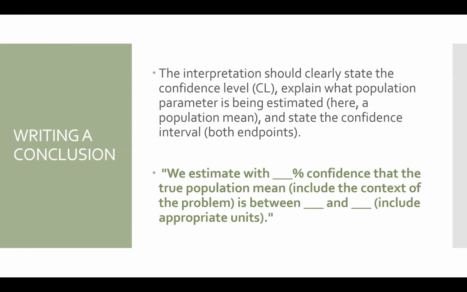Your interpretation, your conclusion should always state the confidence level and explain what population parameter is being estimated. And again, for us, our focus is on the true population mean. And then you have to state the confidence interval by indicating both endpoints, both the lower bound and the upper bound, including the appropriate units. So again, a lot of what we're looking at today, at least in this part of the lesson, is pretty much the same as last week. We're just going to be given the sample standard deviation rather than the population standard deviation.